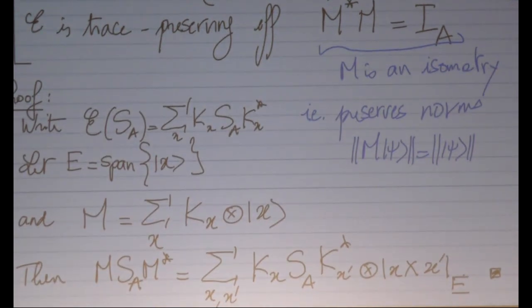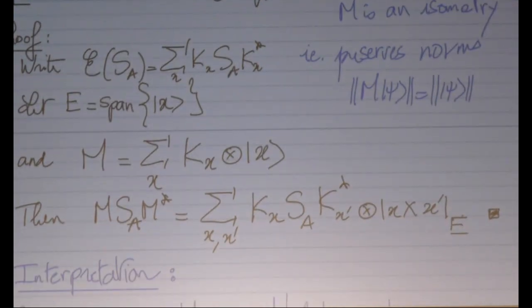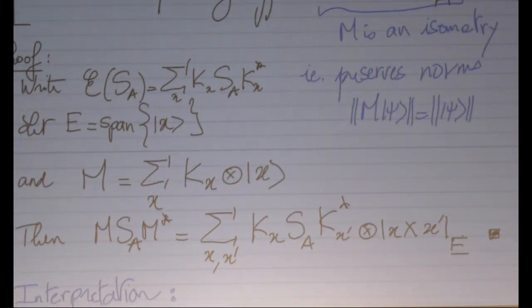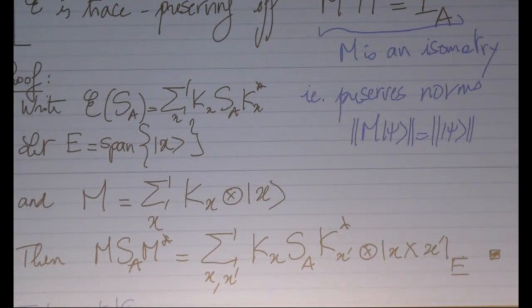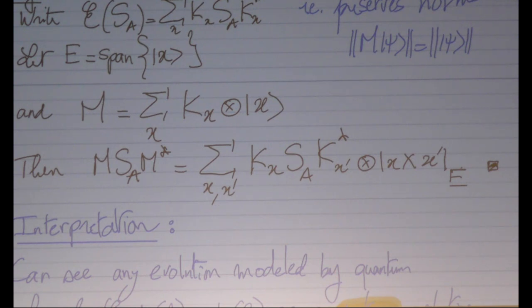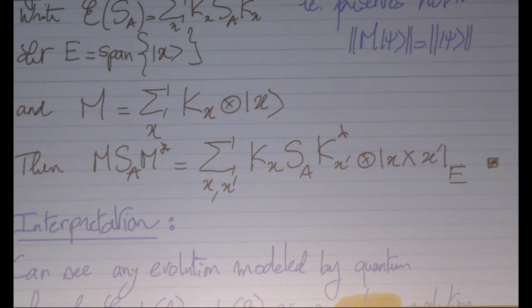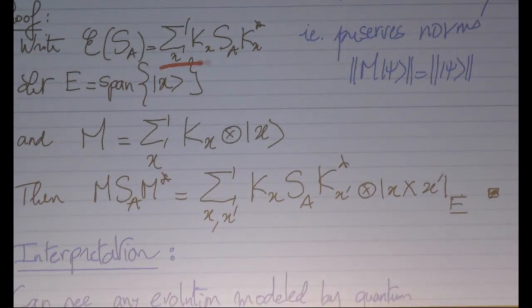Again, this is not complicated to check given the Kraus representation, for example. One way to do it is to take this map M, which is supposed to be an isometry if the map is trace preserving, as just the sum over x of K_x tensor |x>. Naturally the E space is the space which is spanned by these labels x. Why is this? It's also easy to see. If you take M as an operator times M star, you will get this operator, and then when you take the partial trace over E, the cross terms will go away, so you get the delta_xx'. And so you get the desired E.